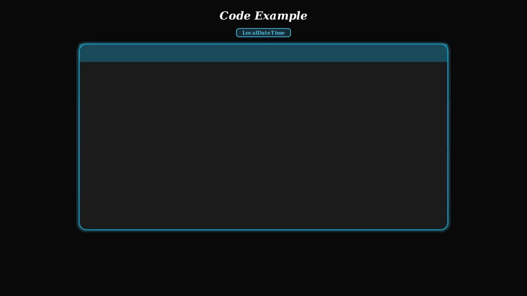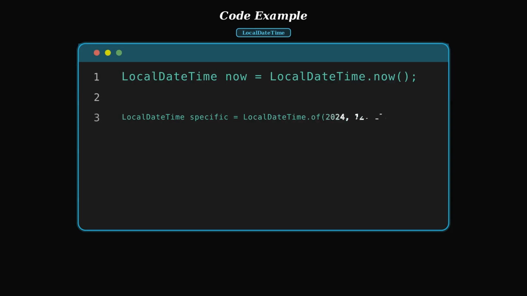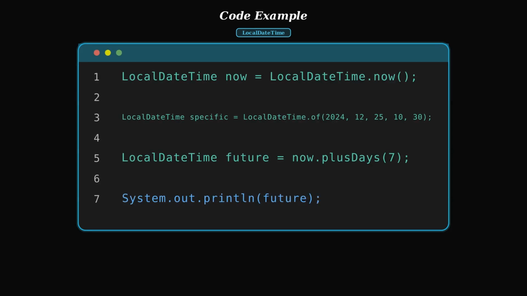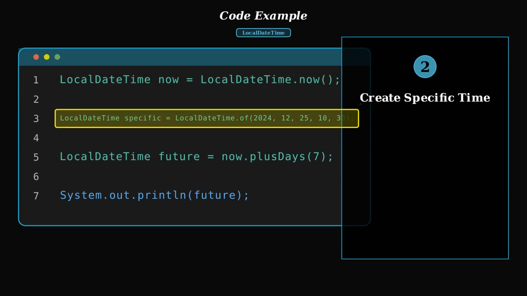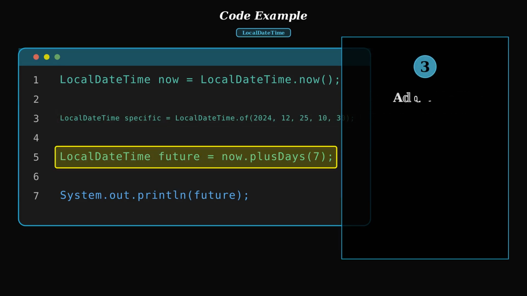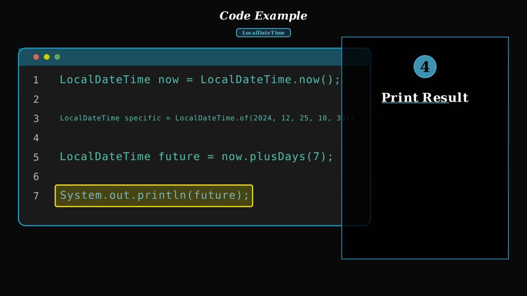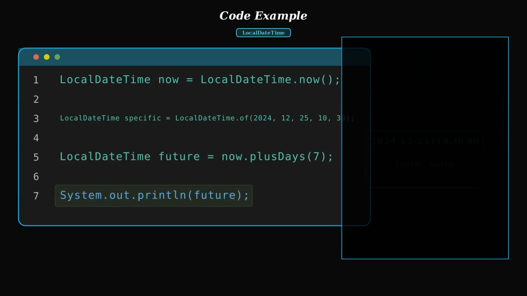Let's see how to implement local datetime in code. Here is the implementation. Get current time. Capture current date and time. Create specific time. Set custom date and time. Add days. Calculate future date. Print result. Display future date. Now let's see the output of this code.